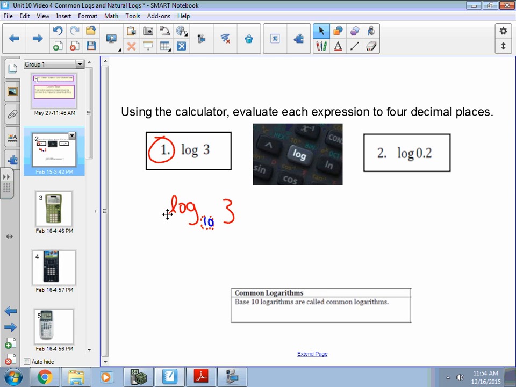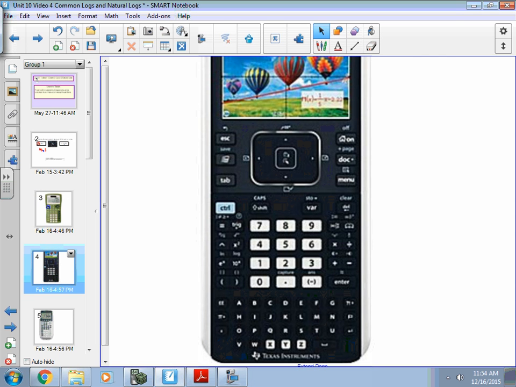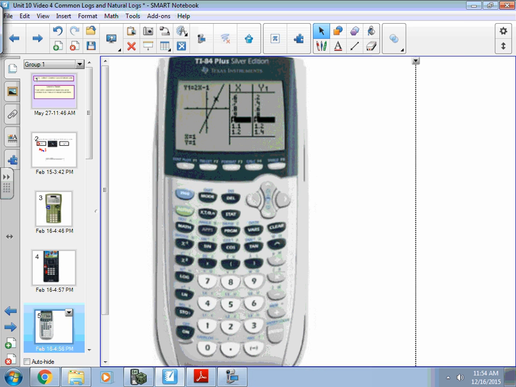Now, you can do these. There is a common log button on your calculator. If you are using one of these TI-30 calculators, the common log button is right here. If you are using a TI Inspire calculator, it's on there. It's a little bit harder to see. It's on top of the 10 to the power button because it's kind of the opposite of it. So you have to hit Control and then this button, and then on your screen you should see common log pop up. On the TI-83 or 84, your common log button is right there.